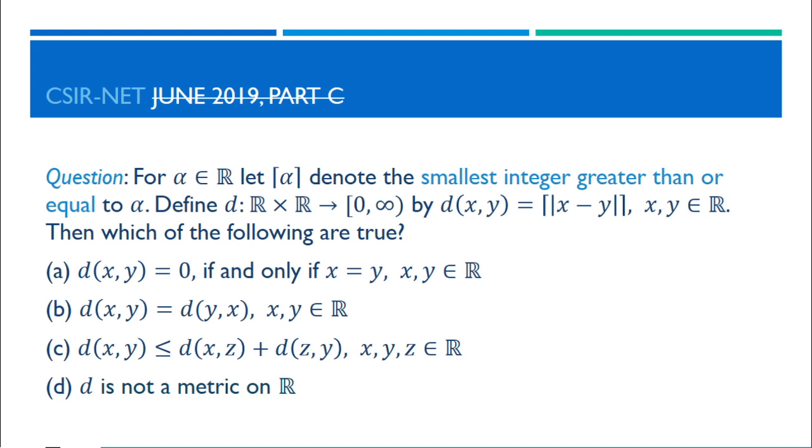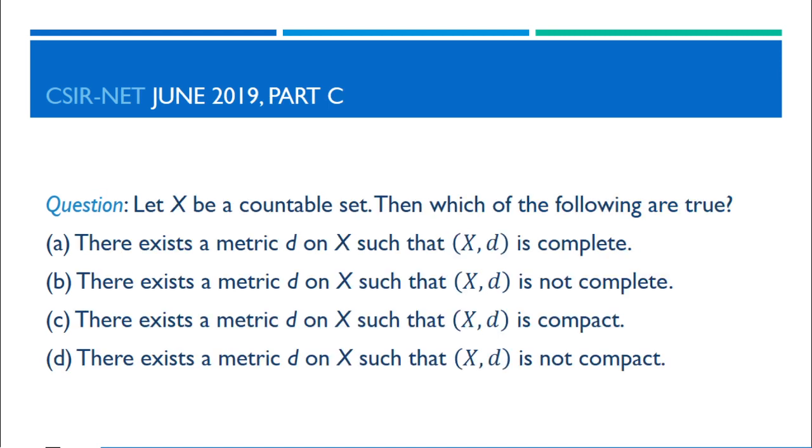First thing is, look at this particular question. Let X be a countable set. Which of the following are true? There exists a metric D on X. So yes, Pranidhi, A is right. Rethink about that question. We'll discuss that in the group anyway.